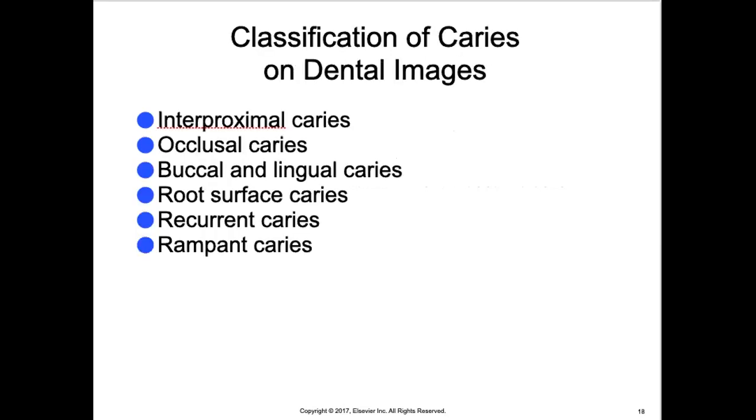Classification of caries on dental images has to do with interproximal caries, occlusal caries, buccal and lingual caries, root surface caries, recurrent caries, and rampant caries. We'll talk about some examples of all of these different types of caries that we can see on the dental image.